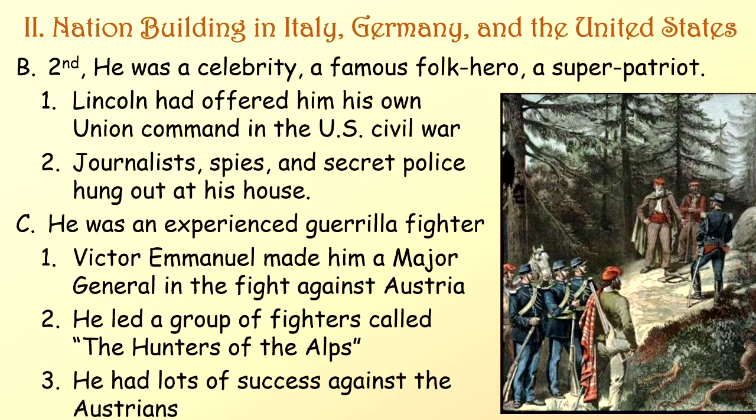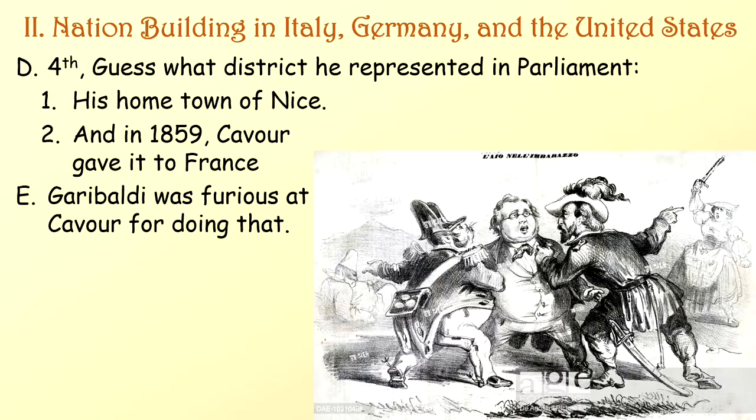Second, Garibaldi was a celebrity, a famous folk hero, a super patriot. Abraham Lincoln had even offered him his own Union command in the U.S. Civil War. And journalists, spies, and secret police hung out at his house. Third, Garibaldi was an experienced guerrilla fighter. Victor Emmanuel made him a major general in the fight against Austria. Garibaldi led a group of fighters called the Hunters of the Alps, and he had lots of success against the Austrians.